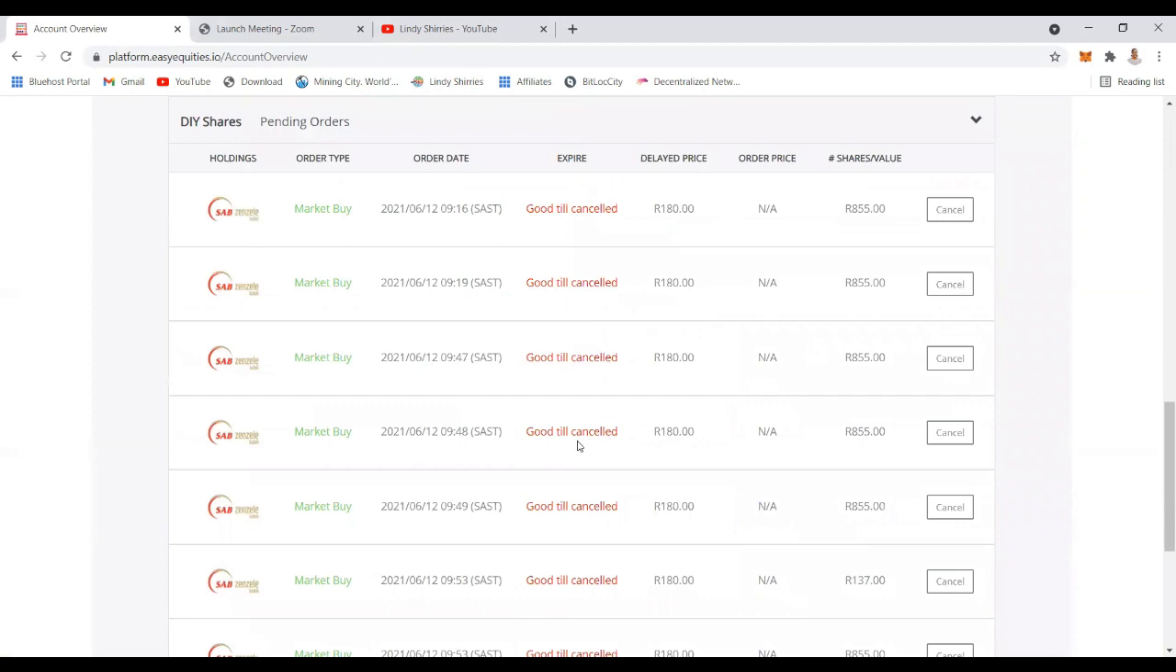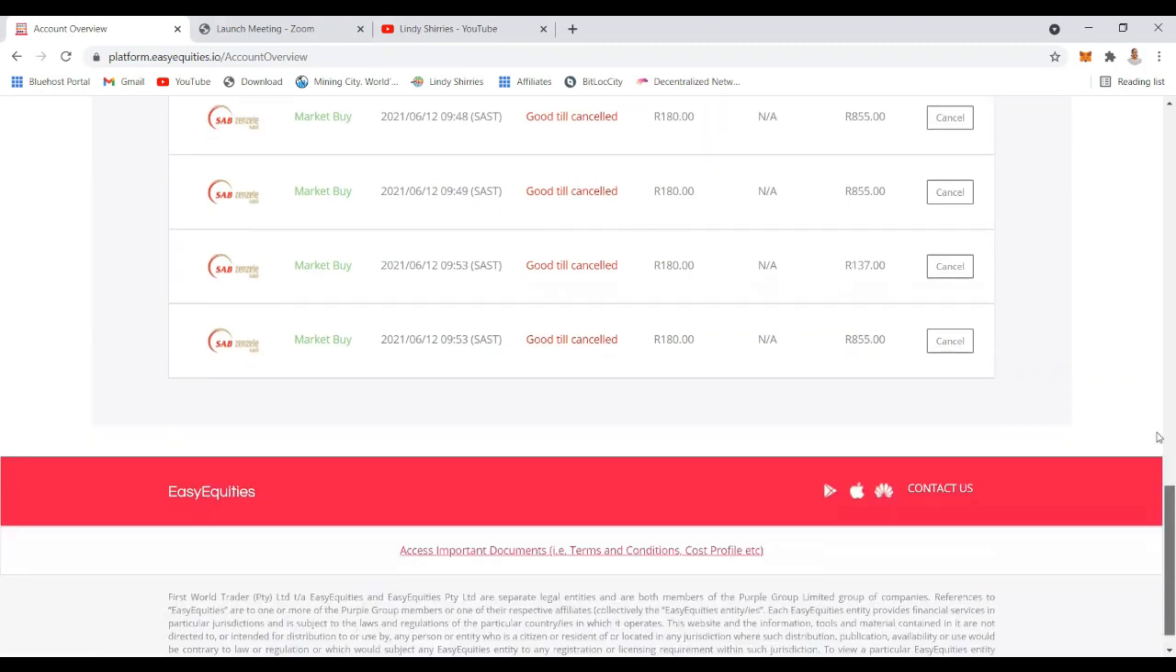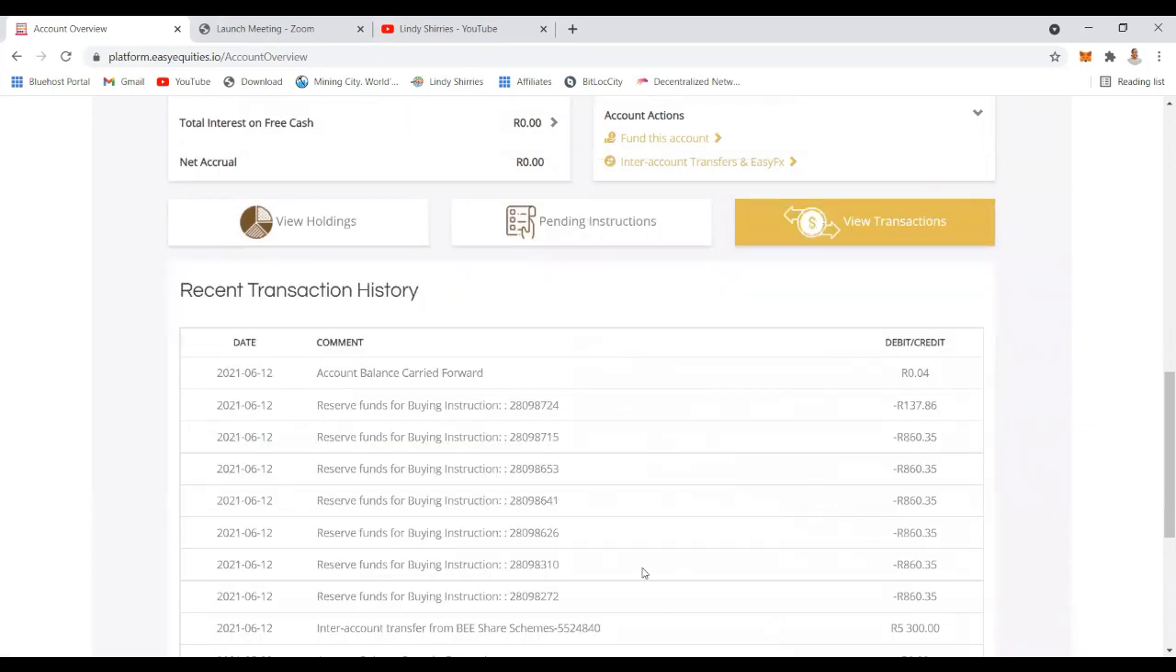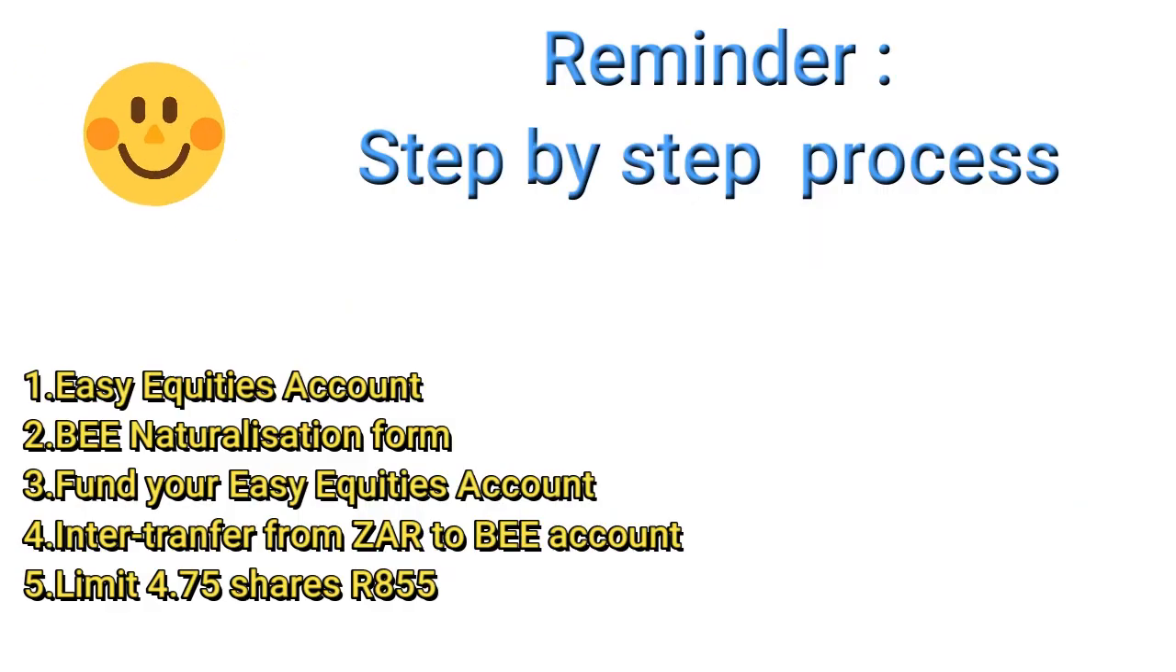Checking pending instructions, you will see that these are the shares that I bought. I bought multiple times until my 5,300 was finished. You can also view the transactions to see the amount and the fees, so that you know. But I must say Easy Equity is affordable, and I would advise people to use Easy Equity.